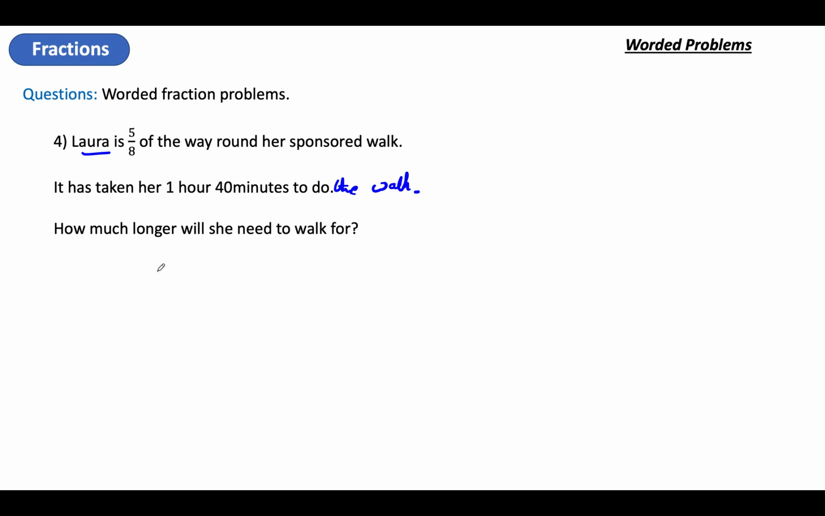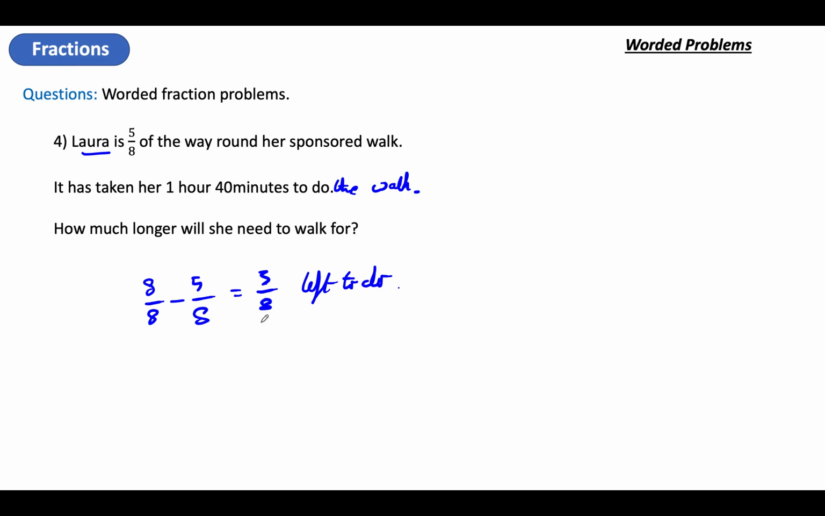Right. So, firstly, we could work out what fraction of the walk she's done, and then see how much time is left. How about we actually work out what fraction she's still got to do first of all. So now, if you notice, I've done 8 out of 8. Well, 5/8 she's done, so 8 out of 8 would be the full walk, wouldn't it? That's like the whole of the walk. Take away 5/8, I'm left with 3/8 left to do.